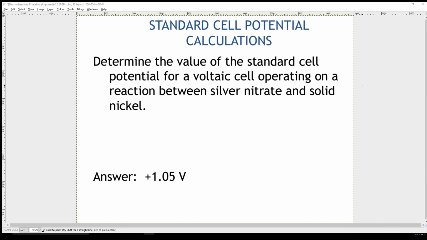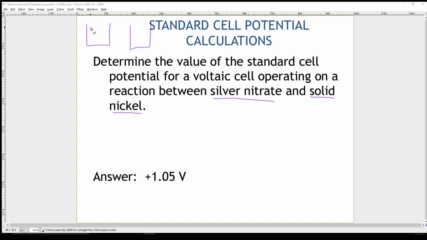All right, well, what if they said, determine the value of the standard cell potential for a voltaic cell operating on a reaction between silver nitrate and solid nickel? So again, you need to figure out what is being oxidized and what's being reduced. And these two things that I've underlined are what tells you that. These will be the answer to that question. So try drawing a little quick picture here.